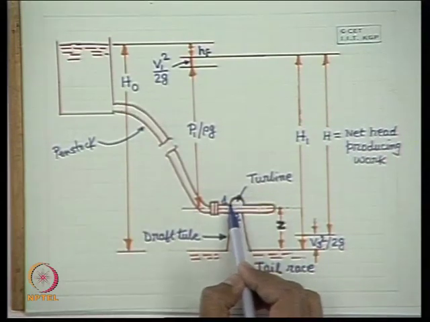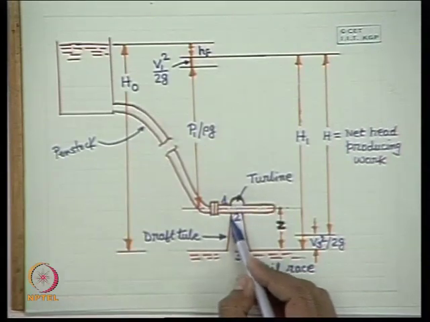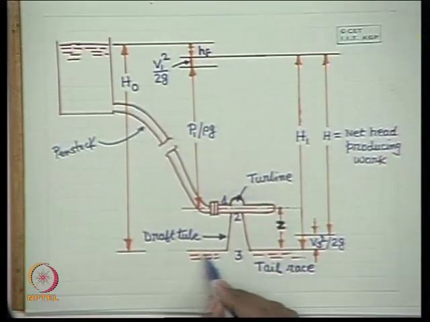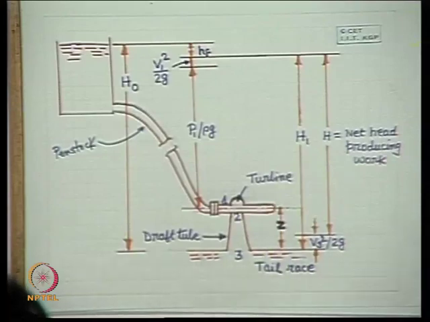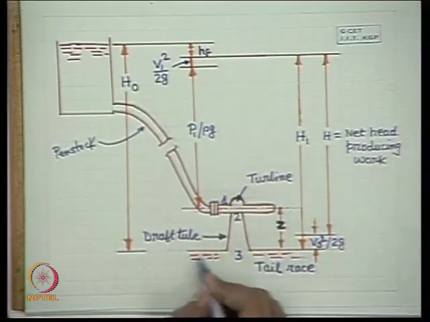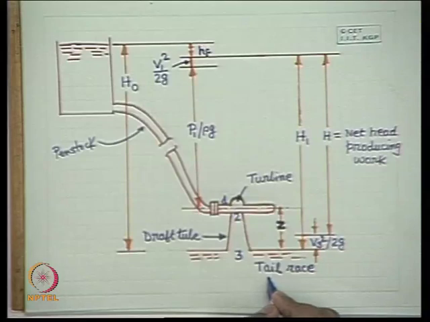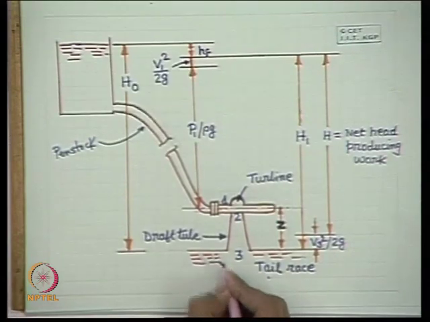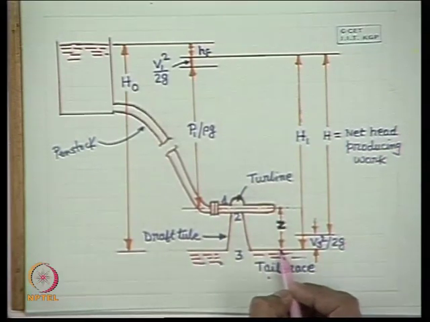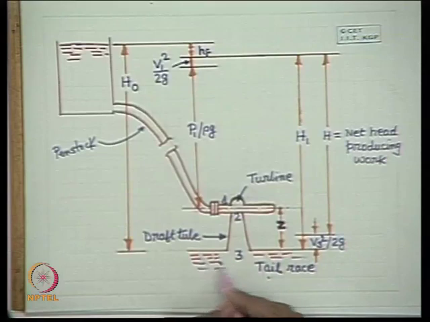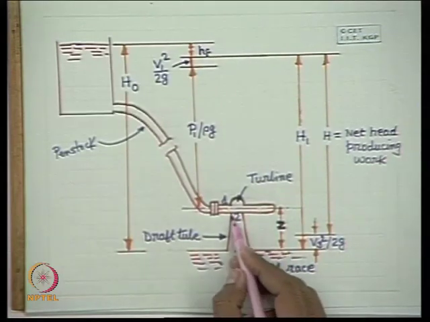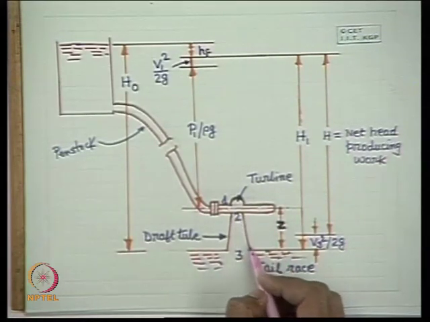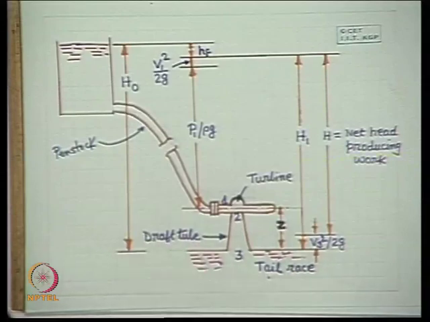This is the turbine. This is a flange coupling. This shows the typical turbine. And this is the draft tube. So this water level where it discharges finally is known as tail race. This is the terminology. So this is the final discharge level of the water for the turbine. So the turbine is set at a distance above this liquid level, the tail race level, where the turbine is connected by a divergent duct known as the draft tube.